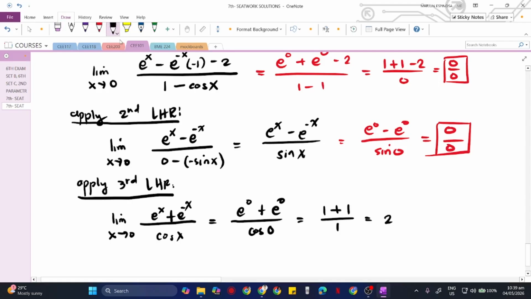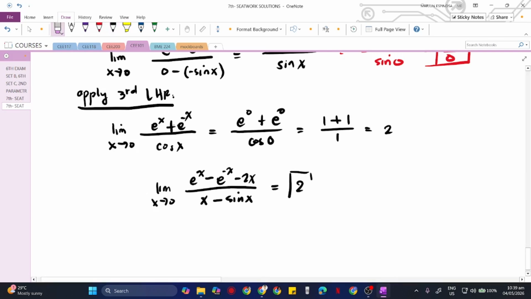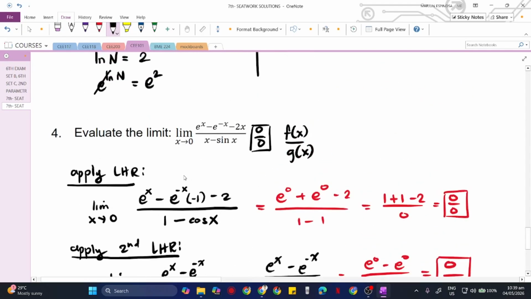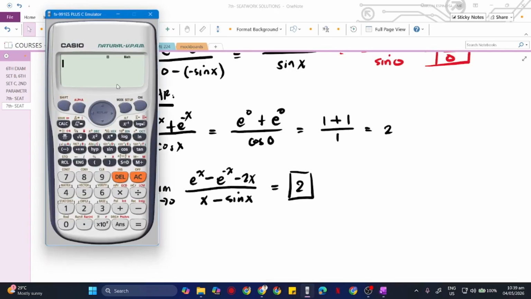So, therefore, the limit as x approaches 0 of the given function, e raised to the power of x minus e raised to the negative x minus 2x, all over x minus sine of x, is equivalent to 2. So, yan na yung magiging sagot natin dito. Correct ba? So, try natin using calculator, no? Make sure naka-radian mode kayo kasi merong sine or trigonometric function dyan.